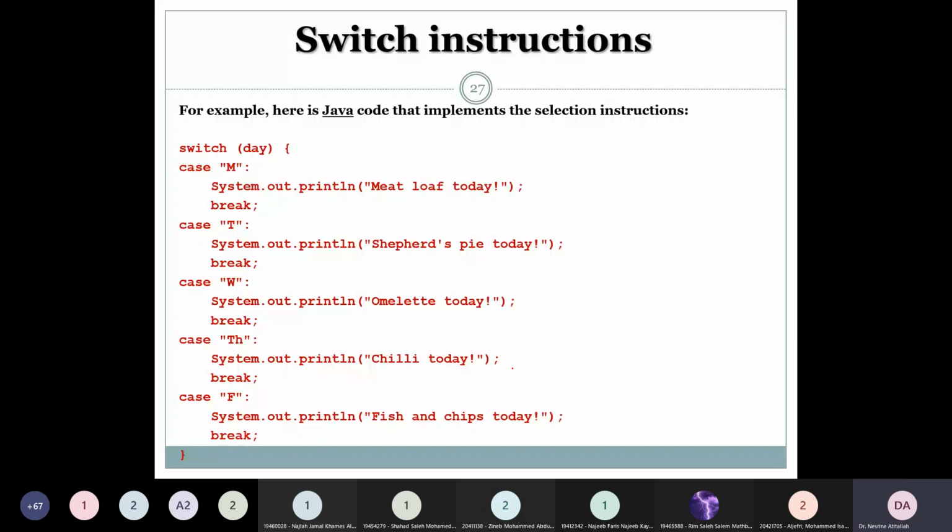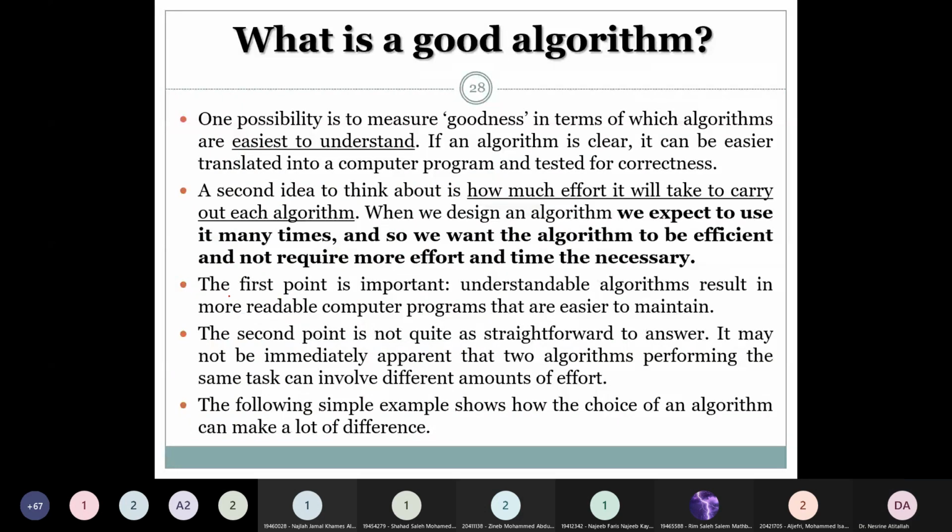So move now to the good algorithm. When can we say that it is a good algorithm? What does it mean, a good algorithm? What do you think? What can be a good algorithm? Tell me. Easy to understand. Okay, good. Clearer instructions. Okay, good. What else?